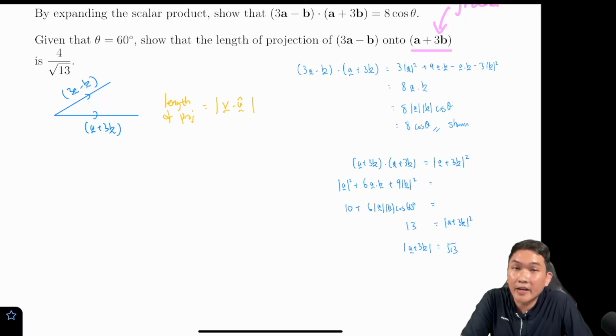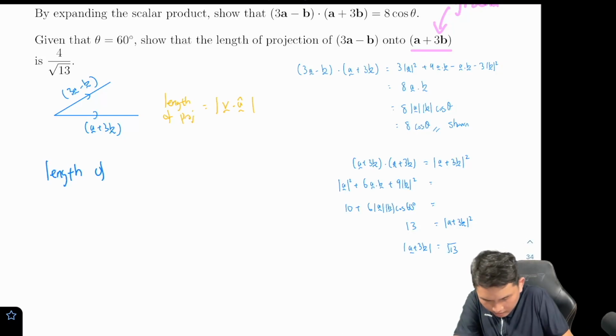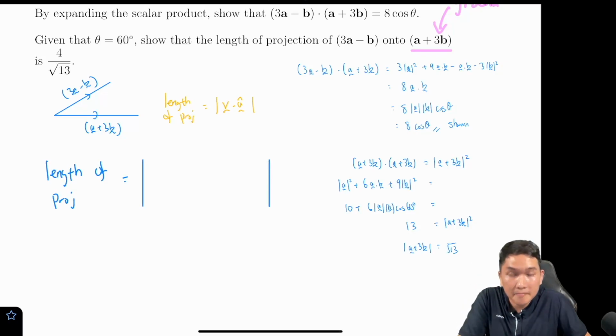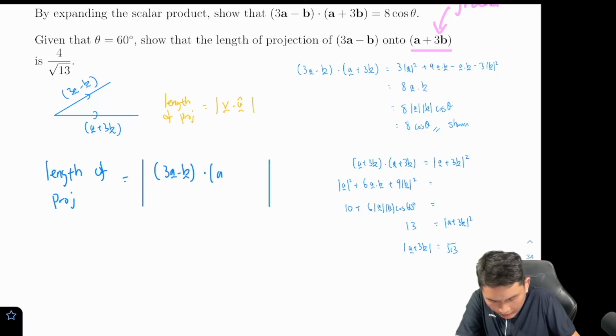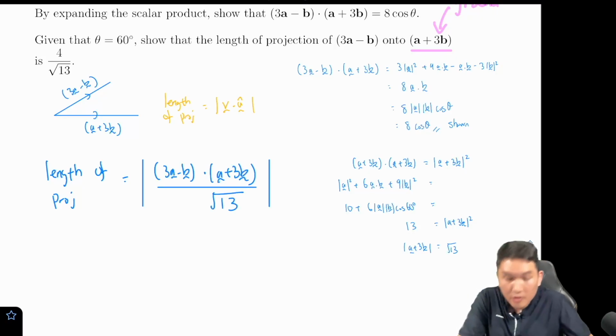Now I can go ahead and find the length of projection. There's going to be a modulus sign, and I'm going to take 3a minus b and dot it with a plus 3b. But this a plus 3b has to be divided by the mod of a plus 3b, which is square root of 13. What I have here is my vector 3a minus b being projected onto the direction along the ground. Right, this is a unit vector.